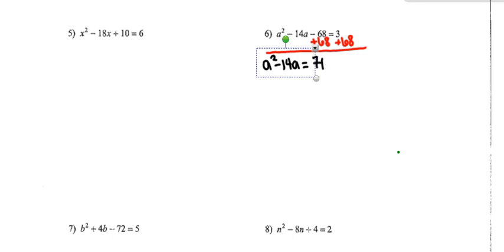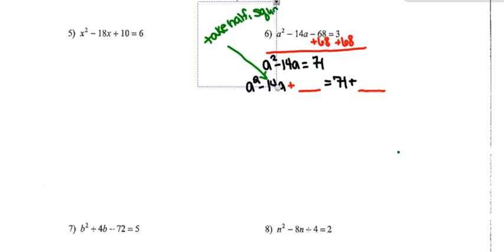I'm going to go ahead and complete the square. So it's a squared subtract 14a plus some mystery number equals my 71 plus that same mystery number. To find the mystery number, I'm going to take half of whatever you see in front of the a and square it. So half of 14 is 7. 7 squared is 49. 49 is the number that gets added to both sides.